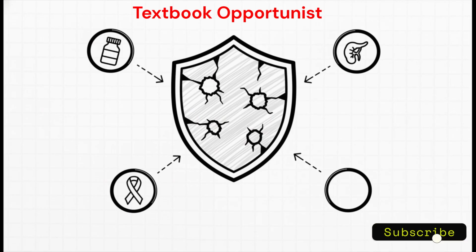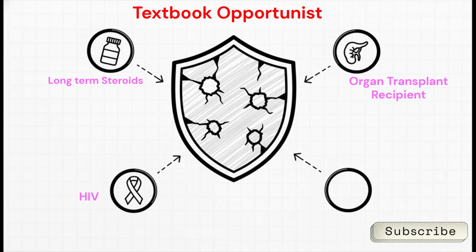Nocardia is a textbook opportunist. For your exams, you have to associate it with patients who have weak cell-mediated immunity. We're talking about the part of the immune system run by T cells. So think about individuals with AIDS, patients on long-term steroids, or organ transplant recipients who are on immunosuppressants. Those are your classic high-risk patients.